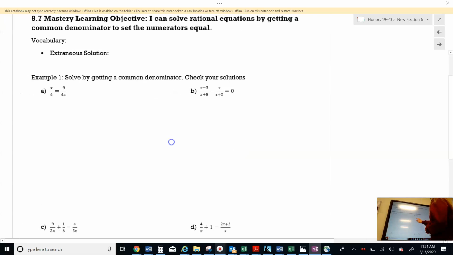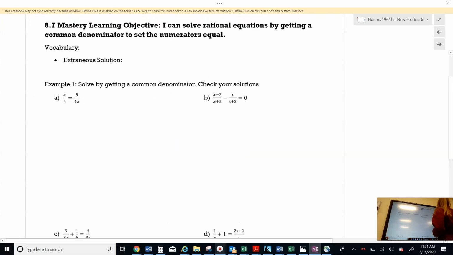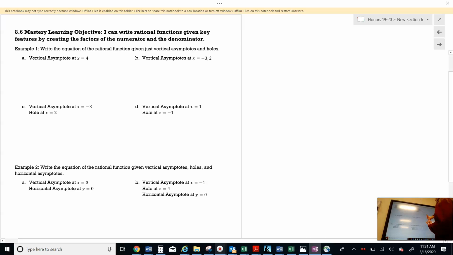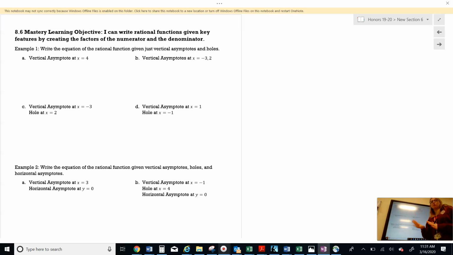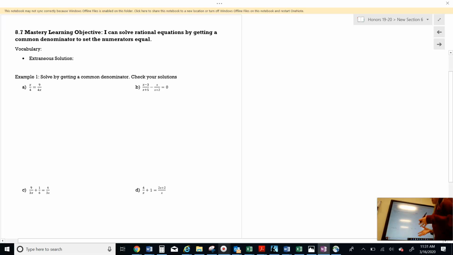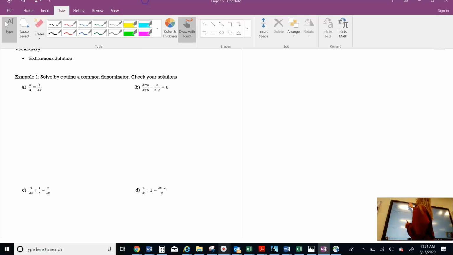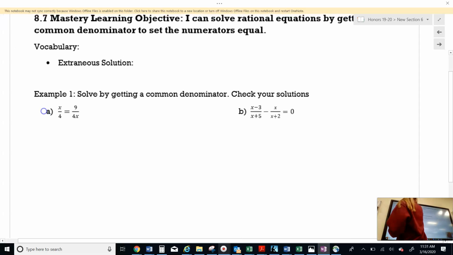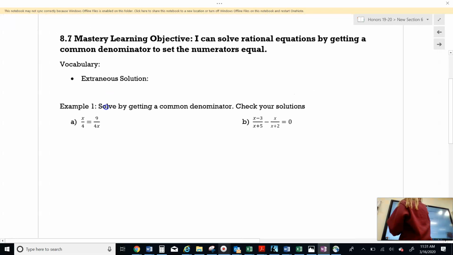So we're going to skip that one, so we're not really going to worry about it right now. Okay, we're going to go into our solving. That other one was just more with graphing and horizontal asymptotes and vertical asymptotes. Okay, so we're going to look at some of our solving stuff, solving rational equations.